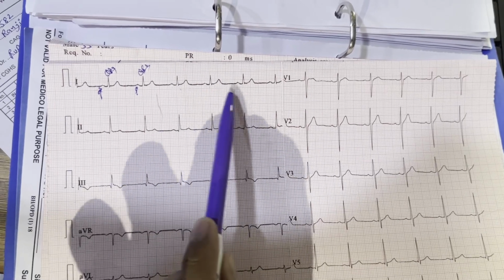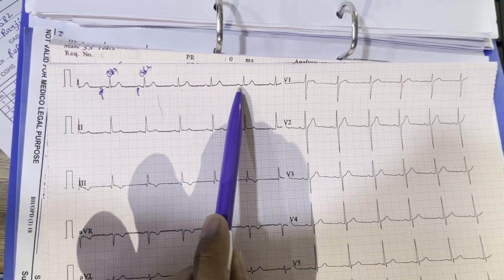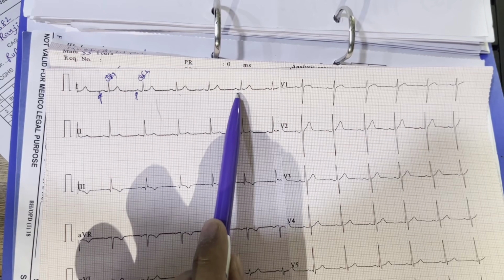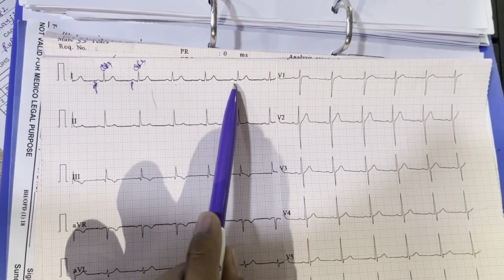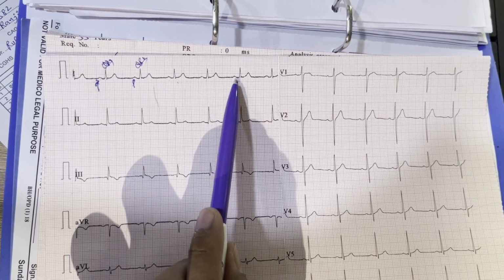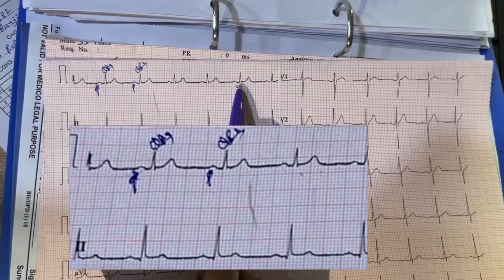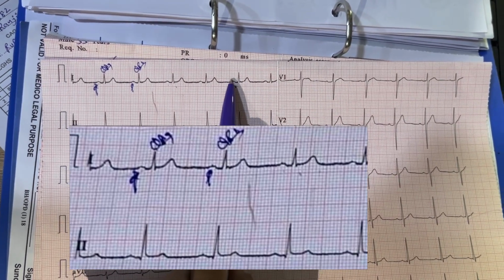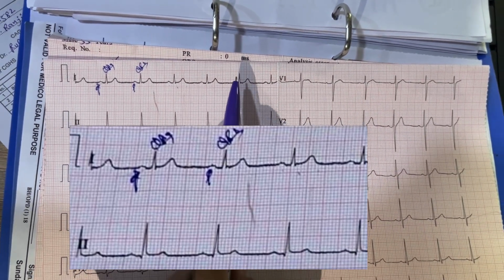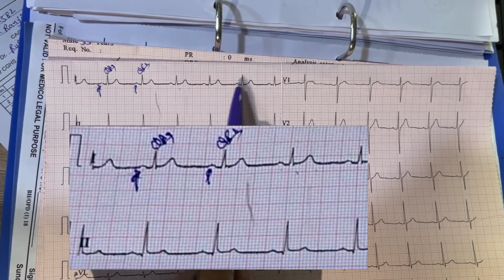We can see that the PR interval is also normal. It means that the time taken for the impulse to travel from atria to ventricle is also normal. What is the normal PR? PR is 200 milliseconds or less. We can see the smaller squares in the ECG graph indicate 40 milliseconds. So one big square contains 5 small squares, means 40 into 5, that is 200 milliseconds.